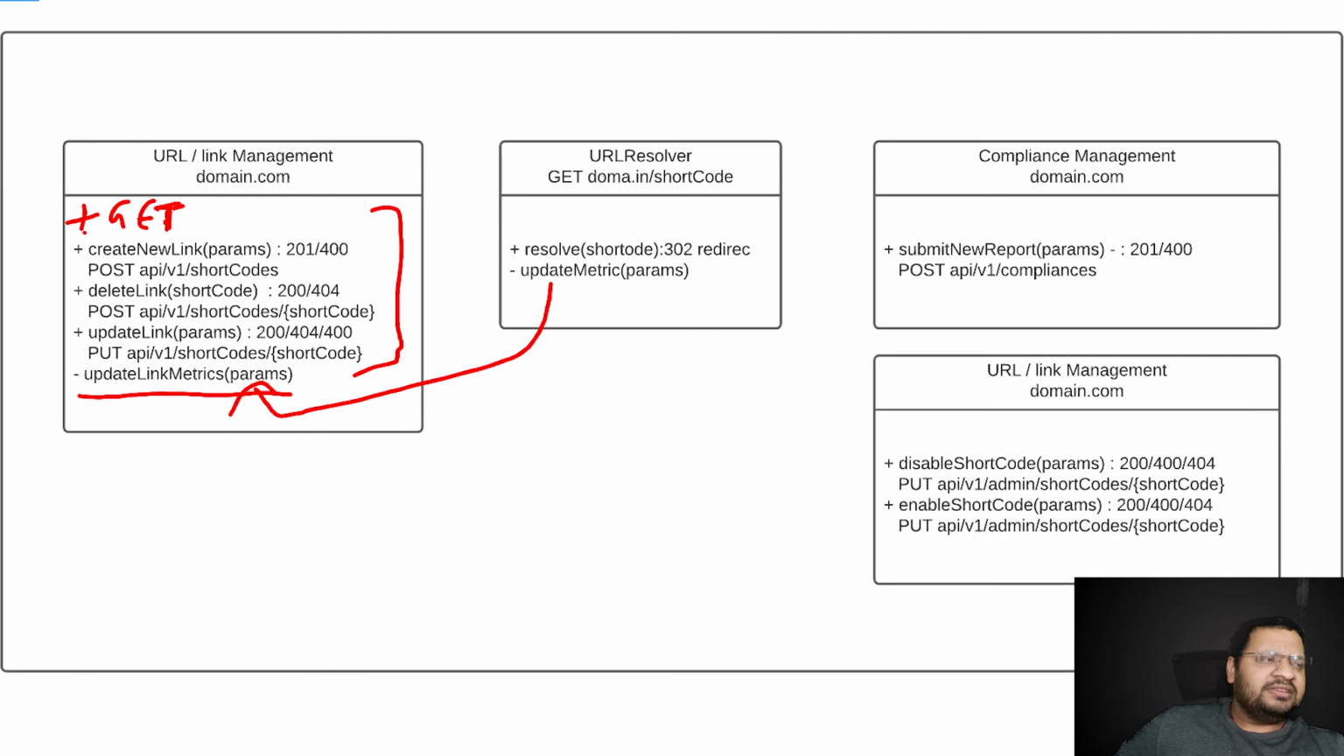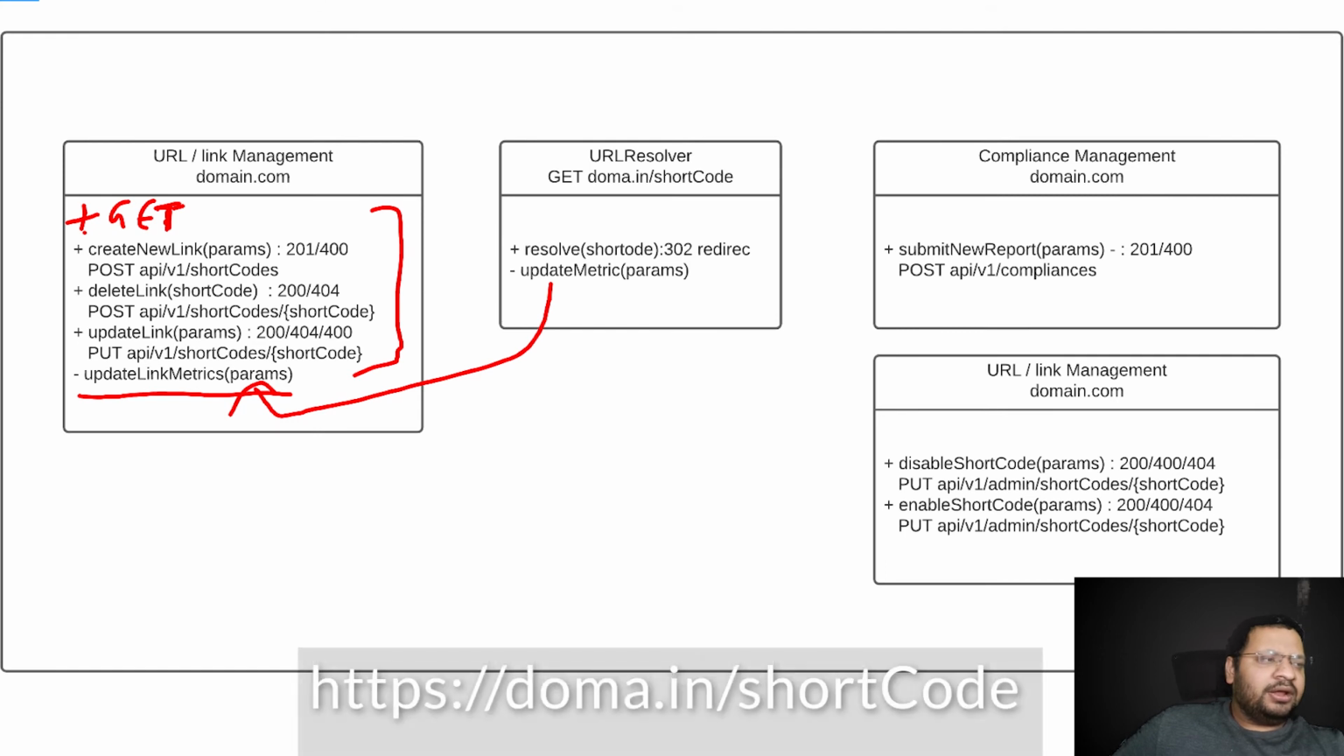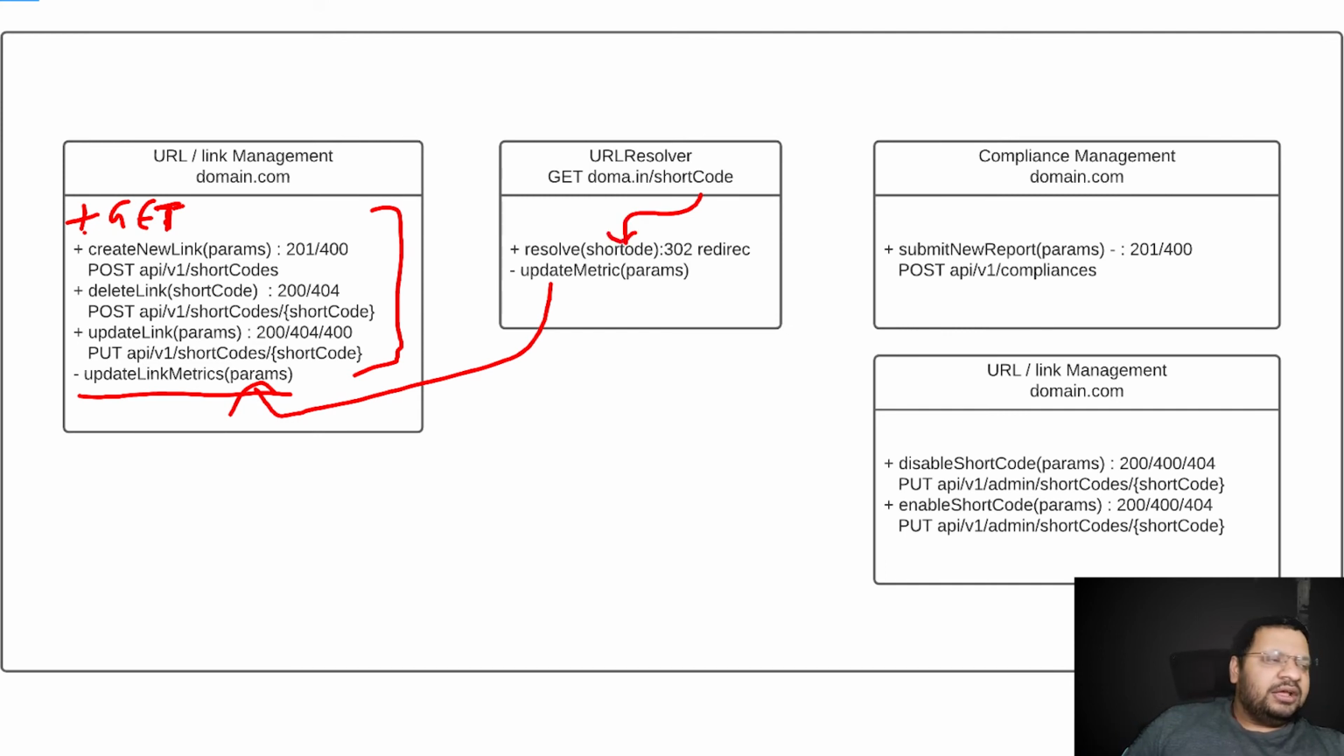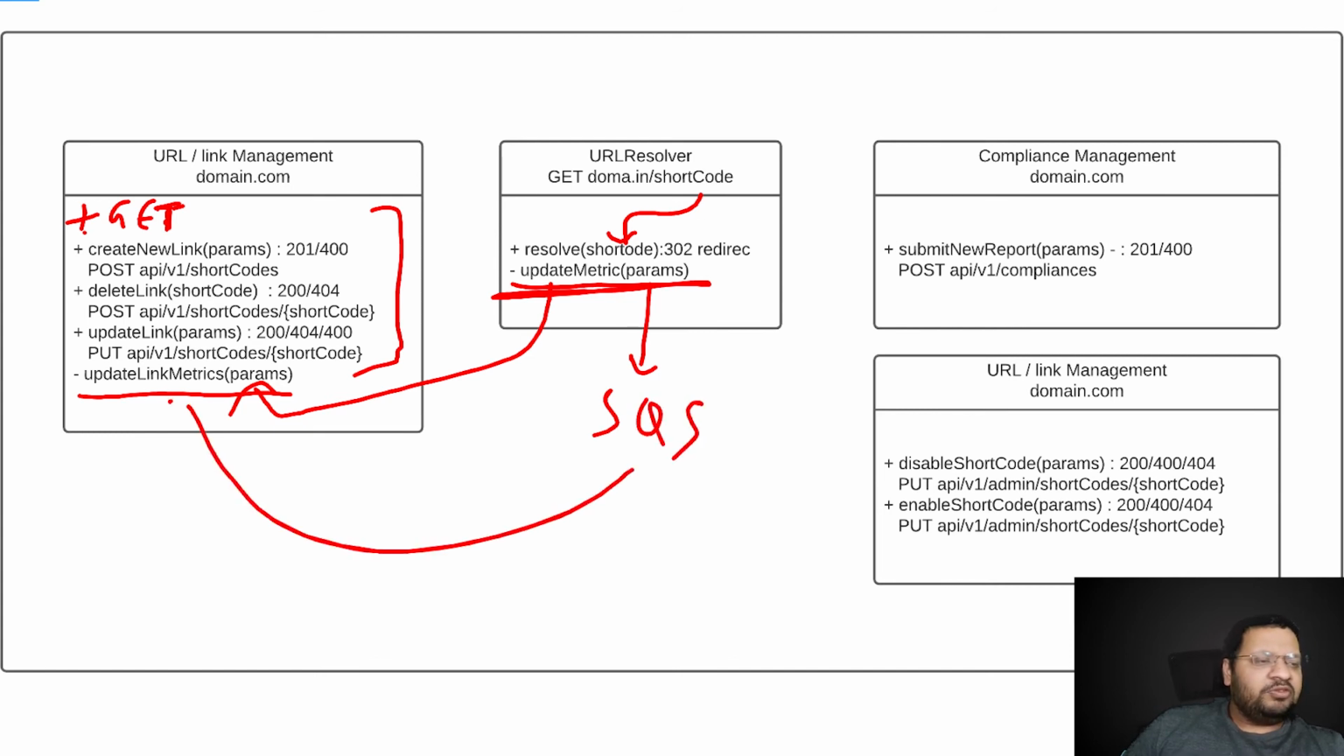So what will happen is there would be a URL resolver service, and a request comes in for resolving a particular URL. There would be a request like doma.in slash short code. This short code will be passed as a parameter into my method, and that will basically give the user a 302 redirect. Now, if you recall, there is another branch that branched off from that particular endpoint. This is that particular update matrix. It will put a message to an SQS, and it will be sent to the update link matrix method, and that way it will happen.